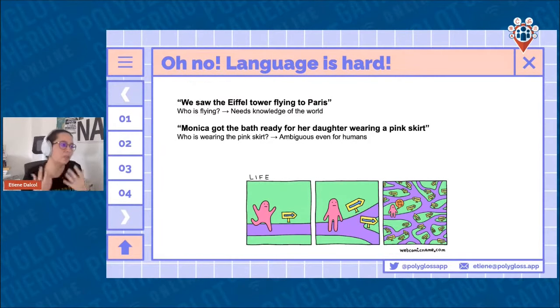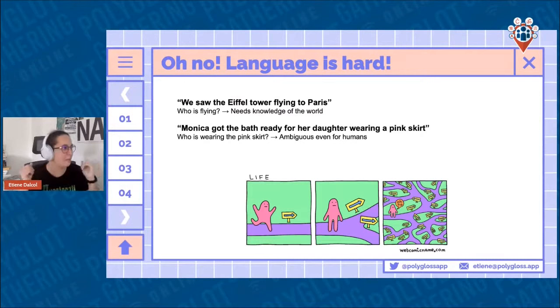Right? One important aspect of it is that it can be very tied to knowledge of the world. So if I say a sentence like, for example, we saw the Eiffel Tower flying to Paris, and I ask, who is flying? For a computer, the sentence is ambiguous, right? It needs to know, for example, that towers can't fly to answer this question. And the problem goes deeper because sometimes not even humans know the answer to the question.